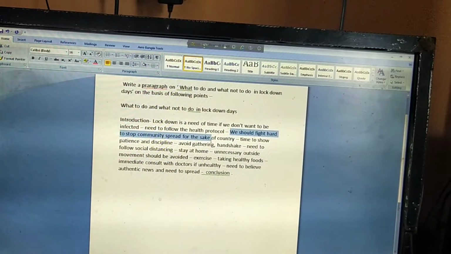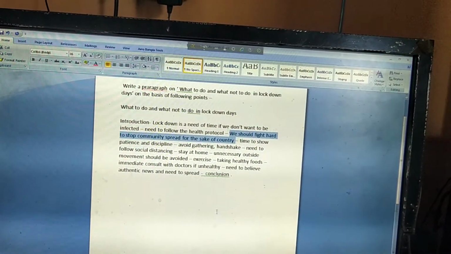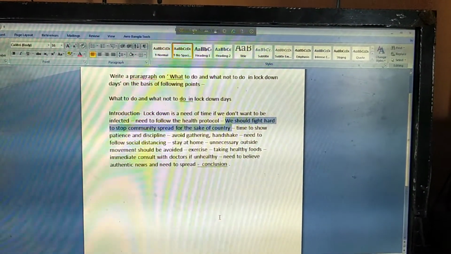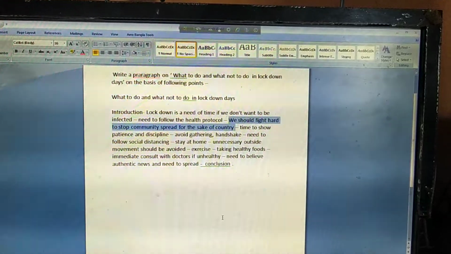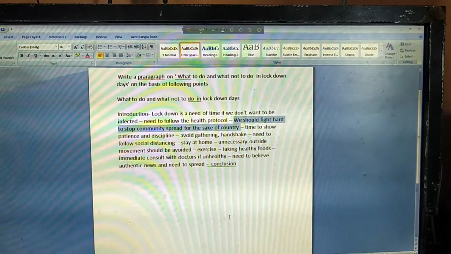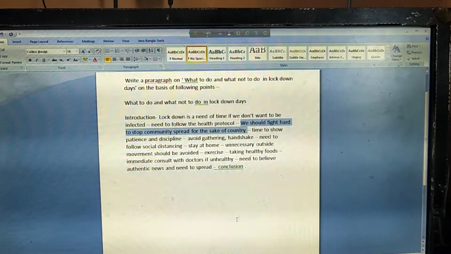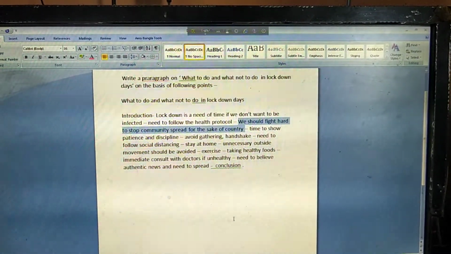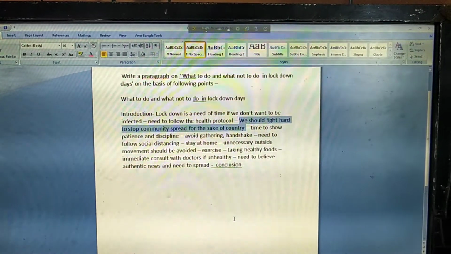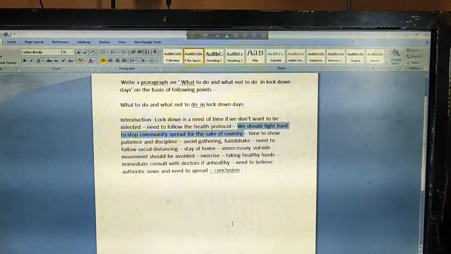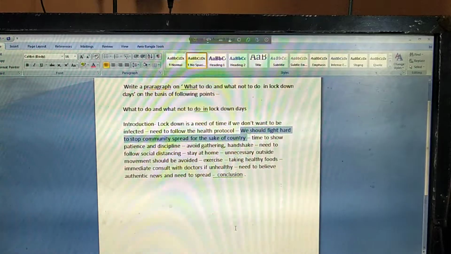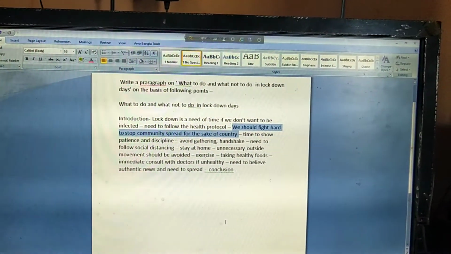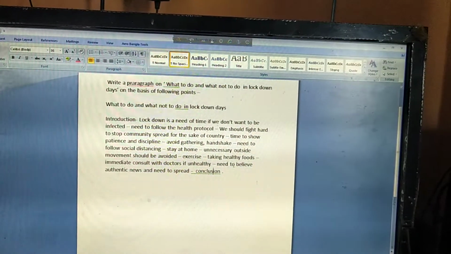We should fight hard to stop the community spread for the sake of the country. This is very important because we all know that if community spread happens, then lakhs of people will be infected and it is impossible for our government to provide them the treatment. Our health system will be broken down. So, for the sake of the country, it should be done.